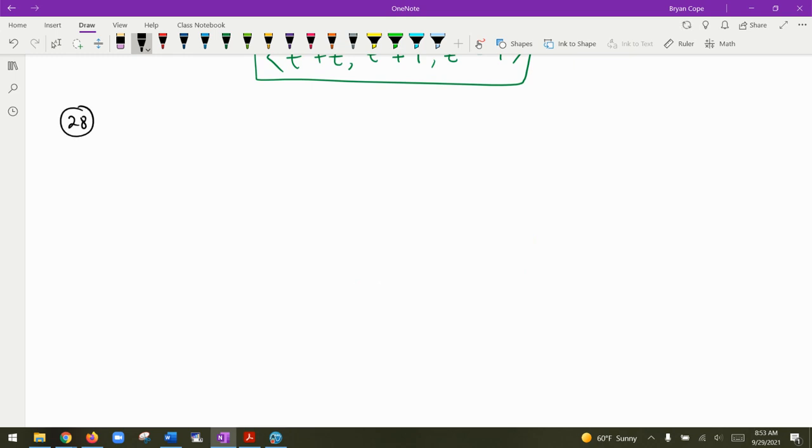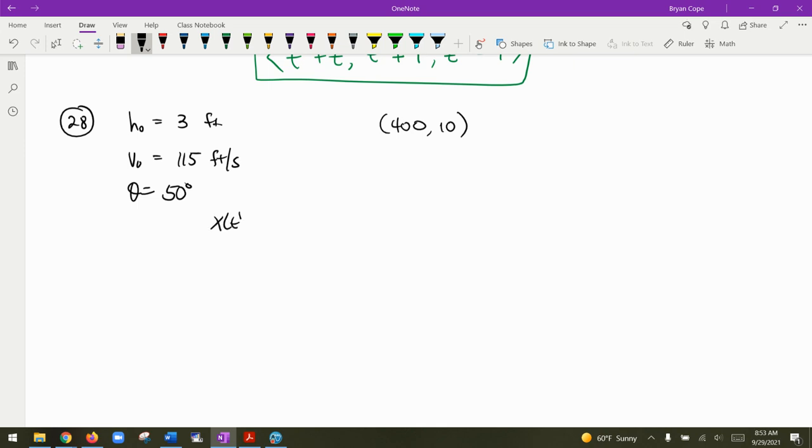Okay, 28 says a batter hits a baseball 3 feet above the ground toward the center field fence. Initial height is 3 feet. The fence is 10 feet high and 400 feet from home plate. Okay, so we are looking at 400 feet away, 10 feet high. That's what we're hitting toward. The ball leaves the bat with a speed of 115 feet per second at an angle of 50 degrees above horizontal. Is it a home run? In other words, does the ball clear the fence?